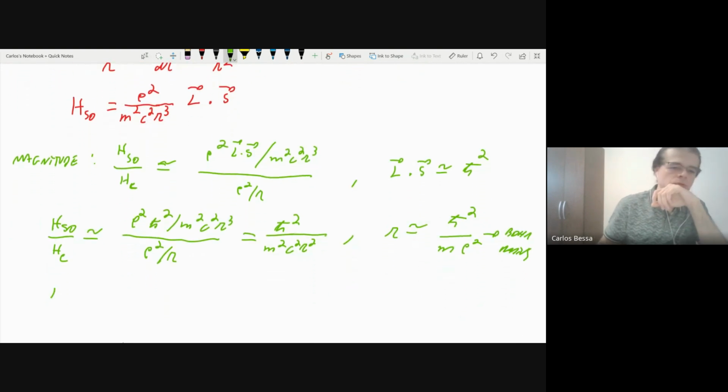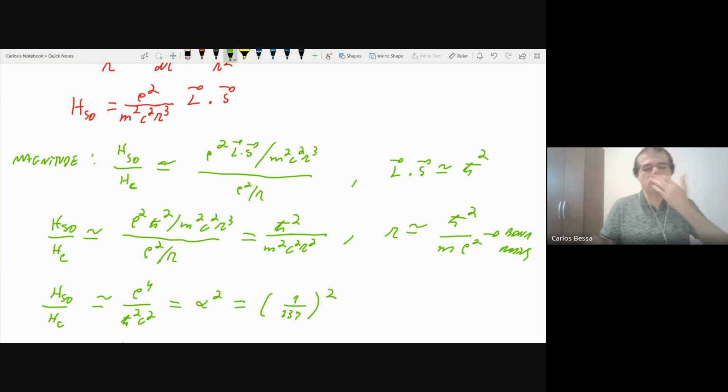So we would find that this term is about, again, e to the fourth over h bar squared c squared. That's about alpha, the fine structure constant. It's about 1 over 137, or 10 to the minus 4.